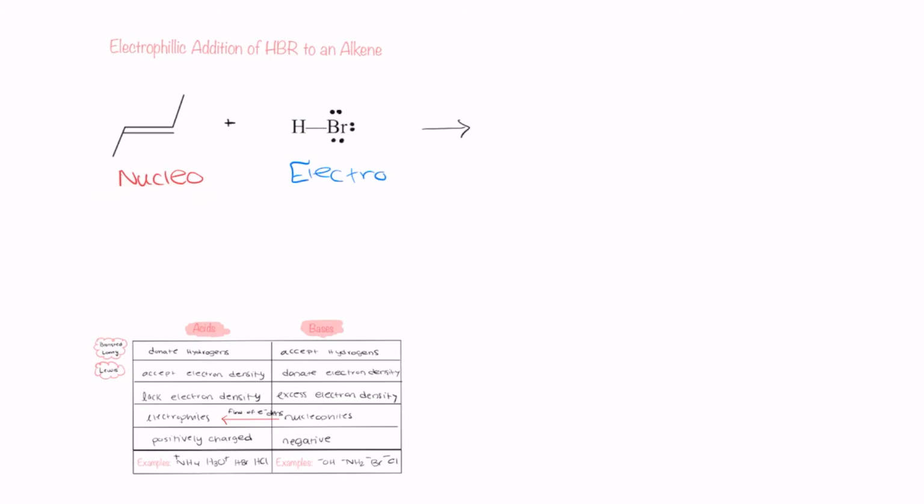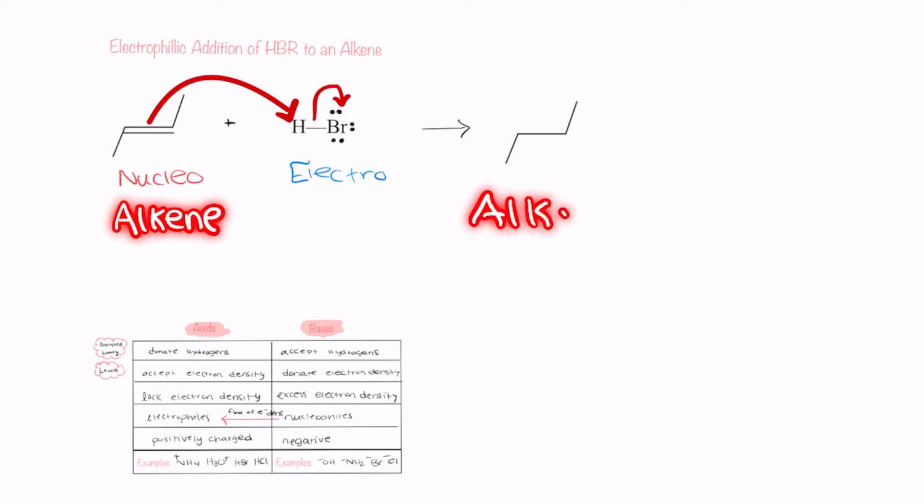To start it off, we draw an arrow going from the double bond of the alkene over to the hydrogen. And then we draw another arrow from between the hydrogen and the bromide going to the bromide to show that the bond is breaking between hydrogen and bromine. And if we want to see what our products look like, we know that the bond actually broke for the alkene. So now this alkene became an alkane, which is a carbon structure that has all single bonds.